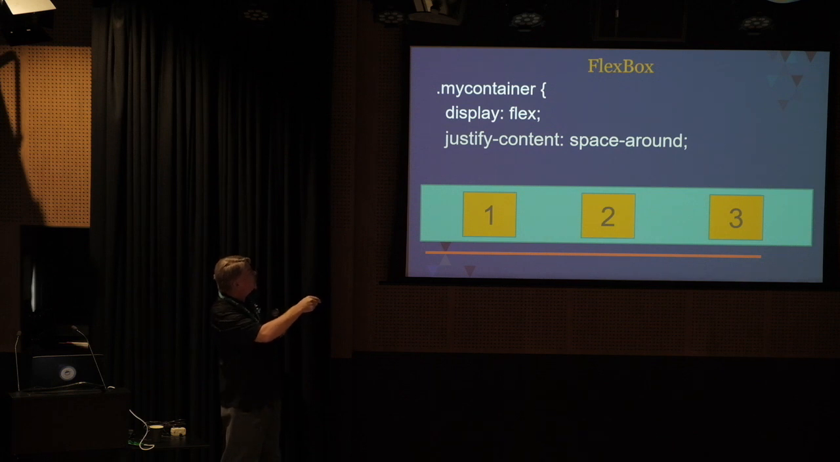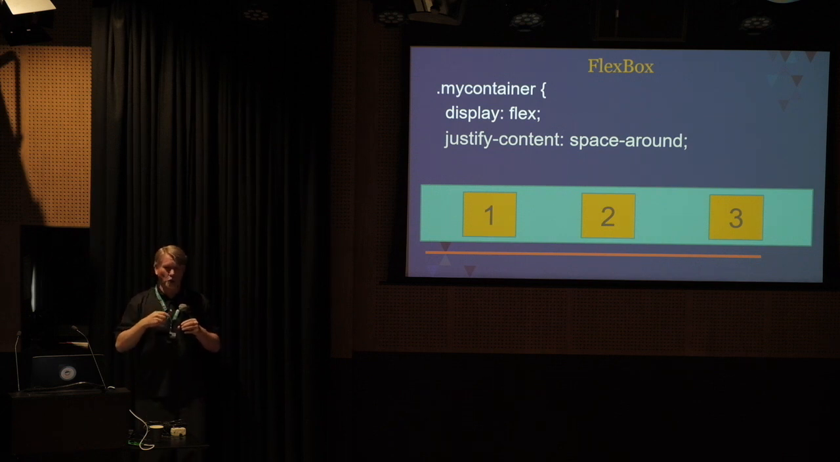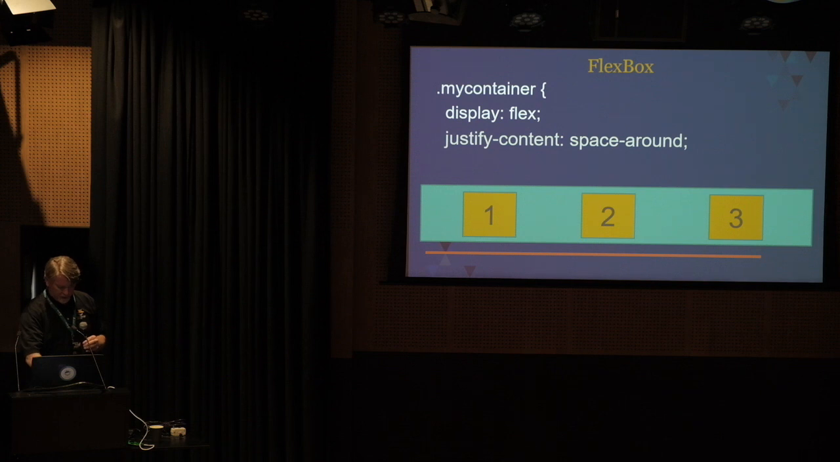So right now, I have justified content, space around. That is it, one property. And I have what's on screen. Now, the best part, and I apologize if this makes noise, I'm gonna have to put this down for a minute if I need my second hand. Let's see if I can do this with one hand.